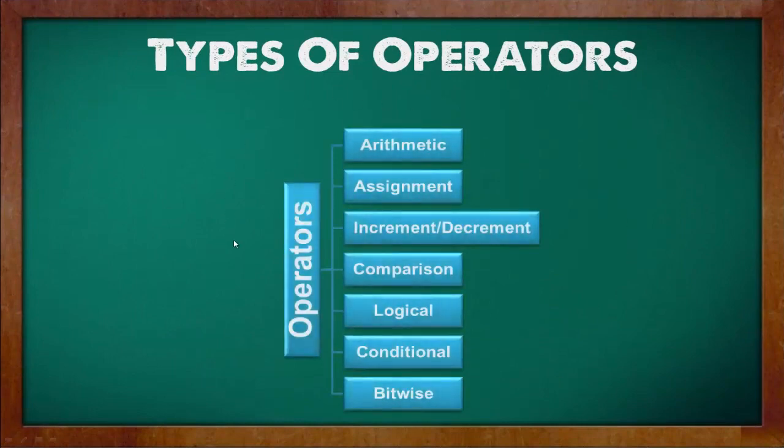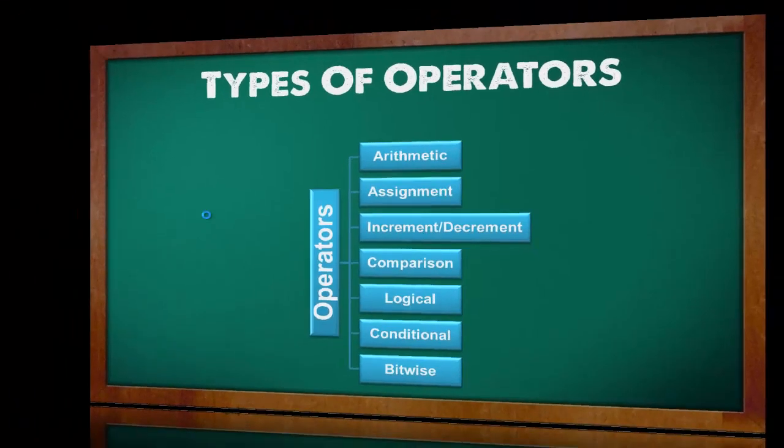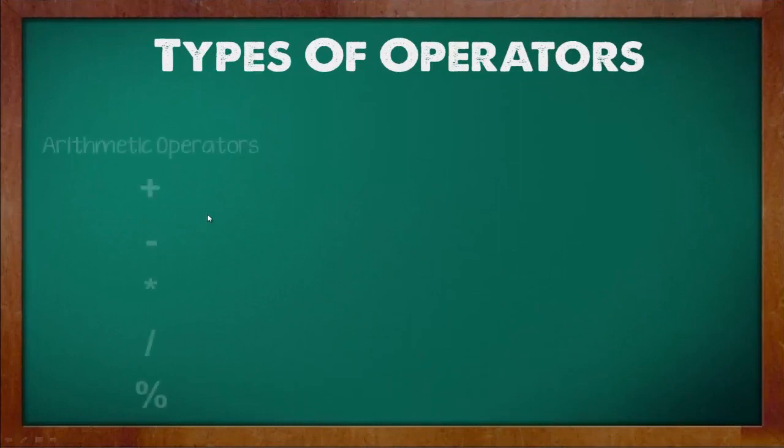We have many kinds of operators, and these are the various categories: arithmetic, assignment, increment or decrement, comparison, logical, conditional, and bitwise. First we'll start with arithmetic operators. What are the arithmetic operators? Arithmetic operators are plus, minus, asterisk, divide, and modulus. I think you know the meaning of all these things, and anyhow we'll be seeing a program for that.